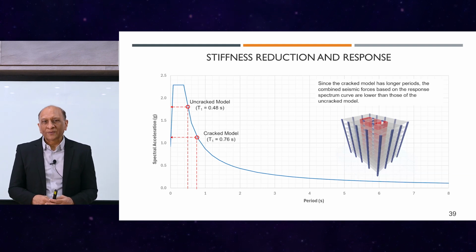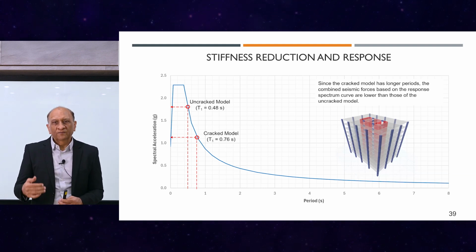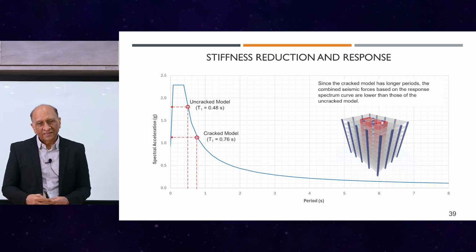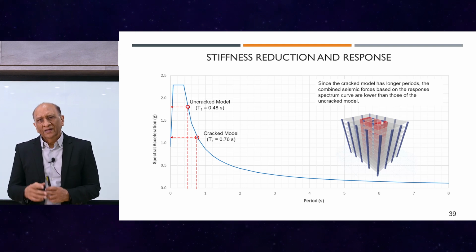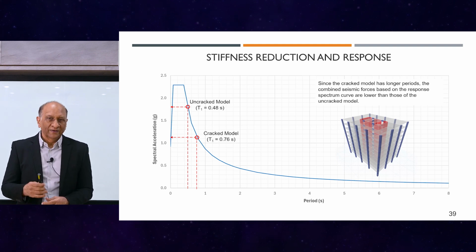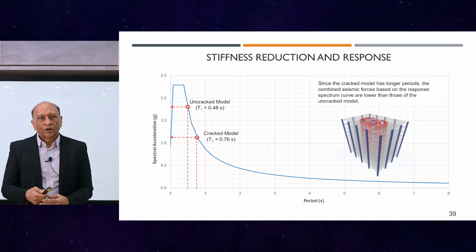So that is the response spectrum generated for different damping ratios of the critical damping. 2% of the critical damping is typically the case for a very new building or a steel building, a very new concrete building, uncracked, or a steel building.